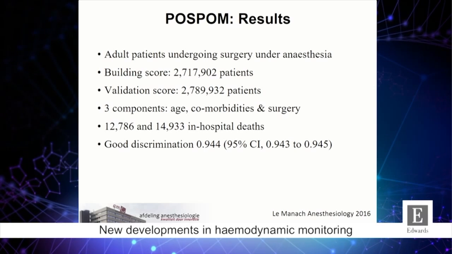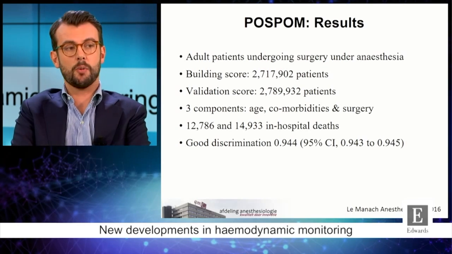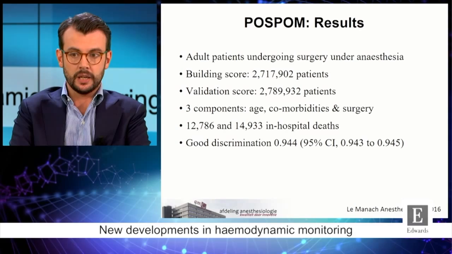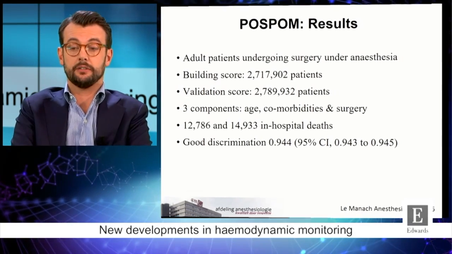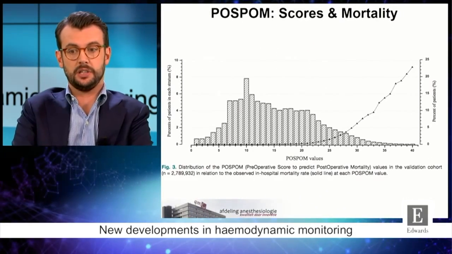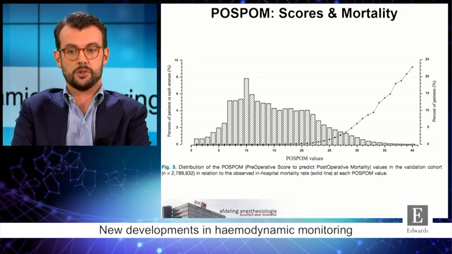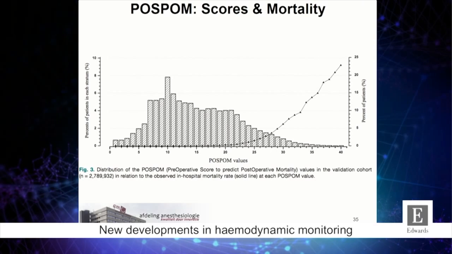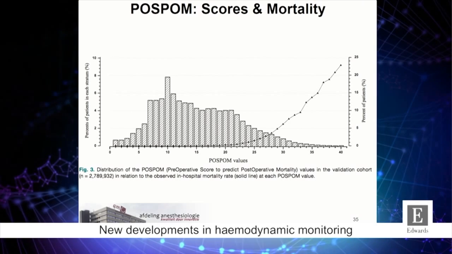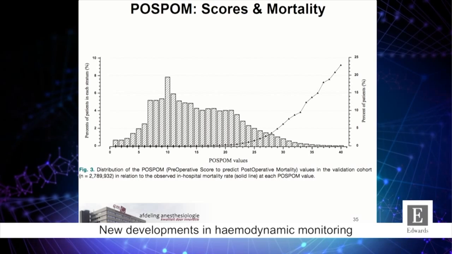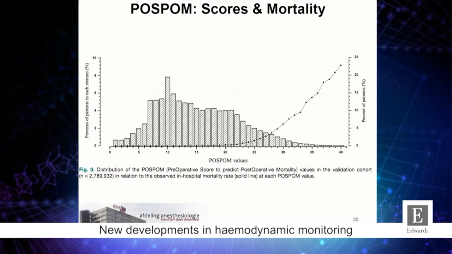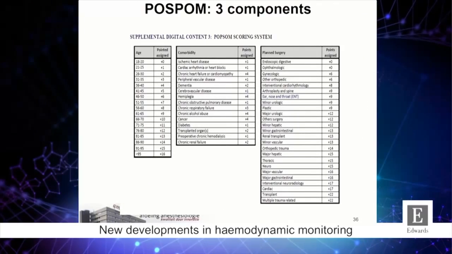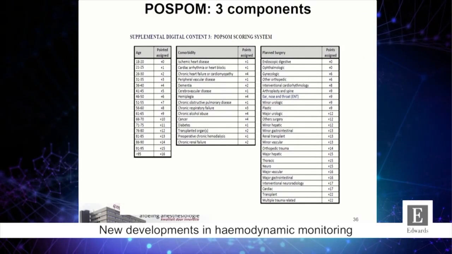And they looked at 3 components: age, comorbidities, and the type of surgery in itself. Now, first results were really, really good. And as you see here, this basically shows you the stratification. So the line is the risk, and the scores are displayed with the bars. And actually, as you see, risk goes up really well, and it corresponds really well with the scores. So we have potentially a very good score here.